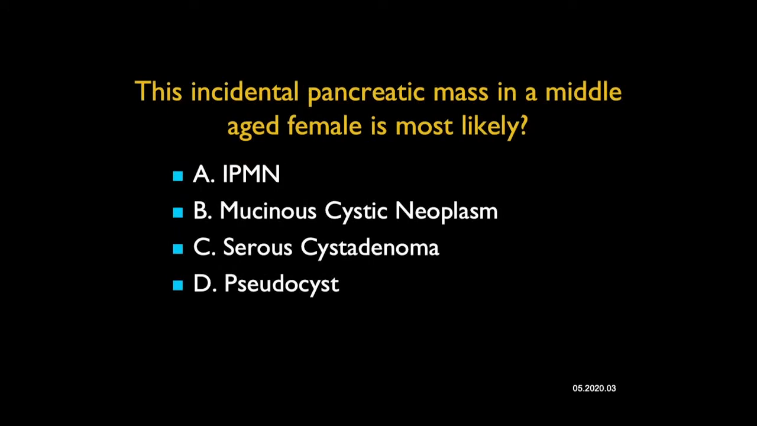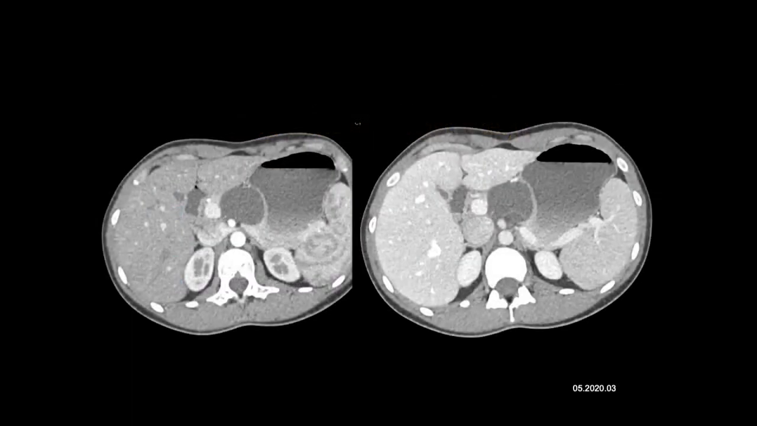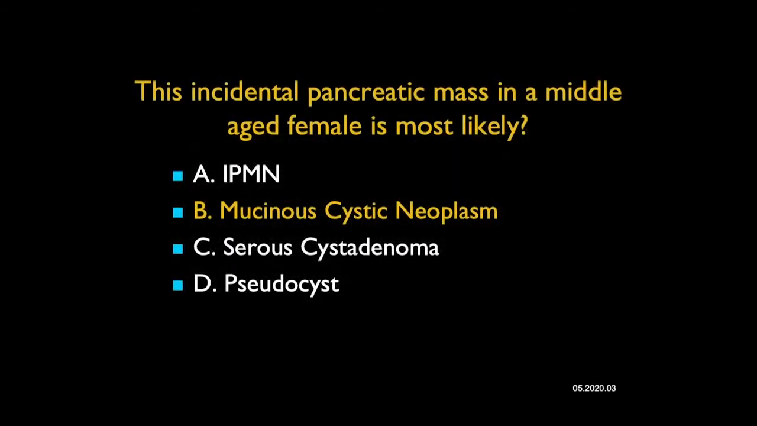Middle-aged female, cystic pancreatic mass. The reality is if you only look at the mass, it could be IPMN, MCN, serous cystadenoma, and pseudocyst. But if you say middle-aged female and you put the mass in the body of the pancreas, to me it's an MCN. And in fact, this was an MCN. There's also a faint calcification, which is seen not uncommonly with MCNs.